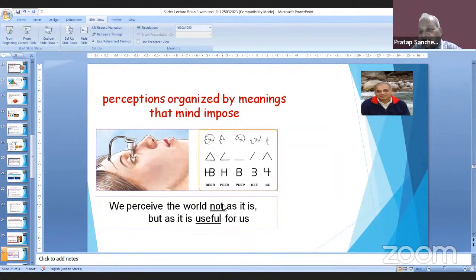Second is expectation. It is often said that the mind first decides or expects something, and then the perception comes later on. That is one way of deciding the perception. So if I expect something, I get it. This is what perception says, by the meaning that the mind imposes. And sometimes it can be a totally new one which has not come to me in due course. So we perceive the world not as it is, but as it is useful or meaningful to us.